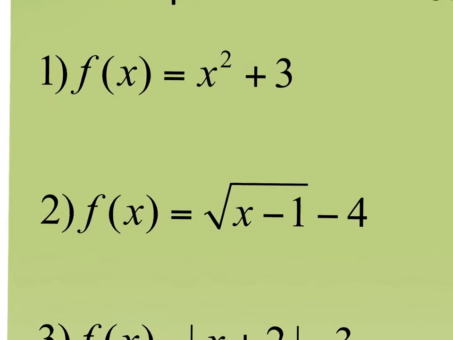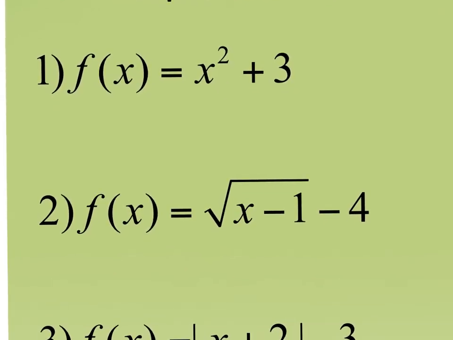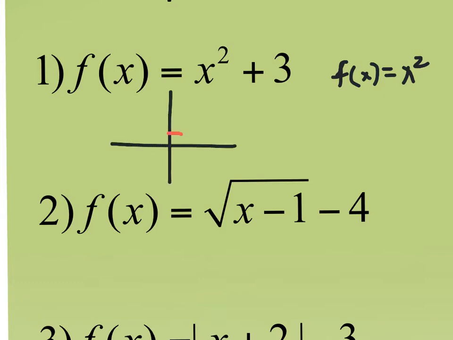All right, so 1 is f of x equals x squared plus 3. What does that graph look like? What's the parent function? Parabola. So if I write out the parent function, it would be f of x equals x squared, or quadratic. And then what's the transformation? Up 3, good, 1, 2, 3, and it opens upwards.